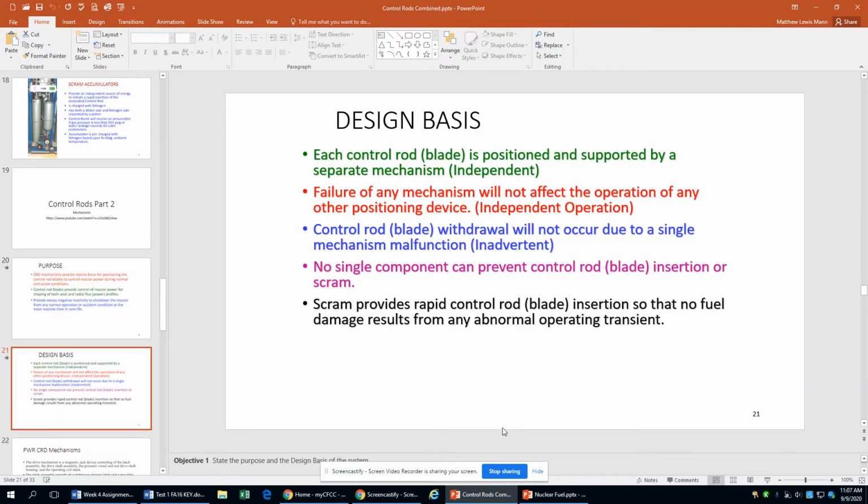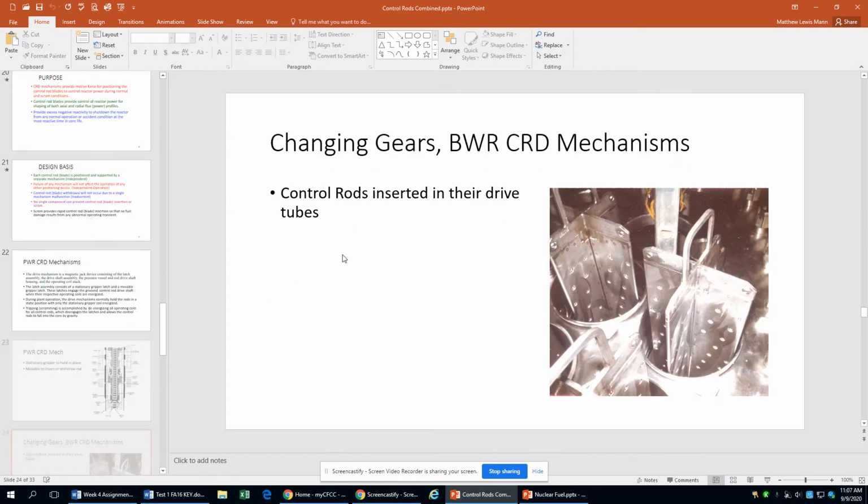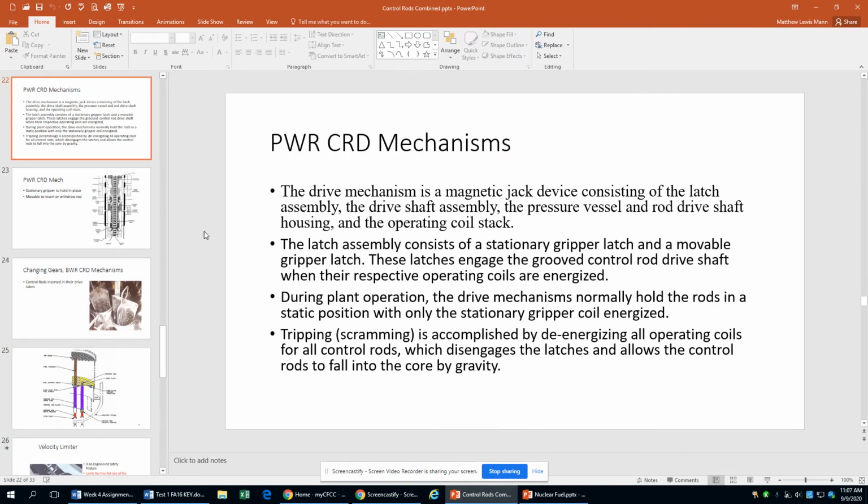So failure of any one mechanism isn't going to prevent the whole thing from working. We have 137 independent control rods. So if one thing fails, it's not going to cause all the control rods to fail. It's going to cause one control rod to fail. And certainly we better be safe enough to make sure that we can still stop in that case.